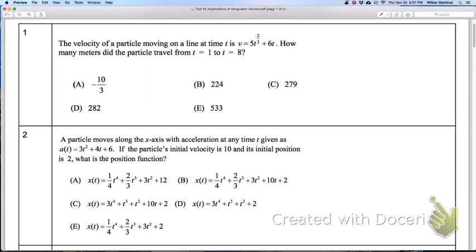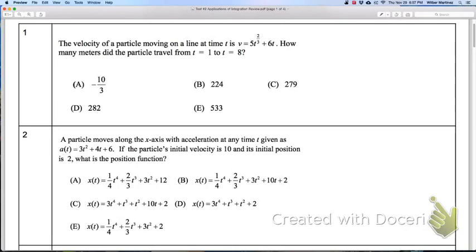So first of all, we need to understand that in order to go from velocity back to a distance, we need to take the integral to go back to position. And we need to keep in mind that we are looking at the distance that the particle traveled. Notice that it doesn't say what is the difference between where it started and where it ended. That would be displacement. It said how many meters did the particle travel. So they're talking about total distance, which means we need to take into consideration the fact that this particle could have stopped and changed directions and moved in the positive direction and the negative direction, and we need to take all of that into consideration when we are looking for our answer.